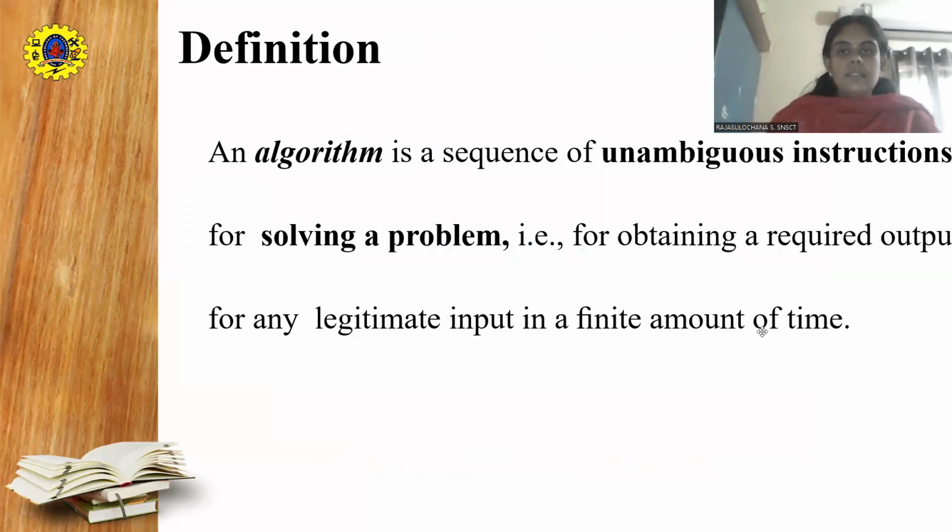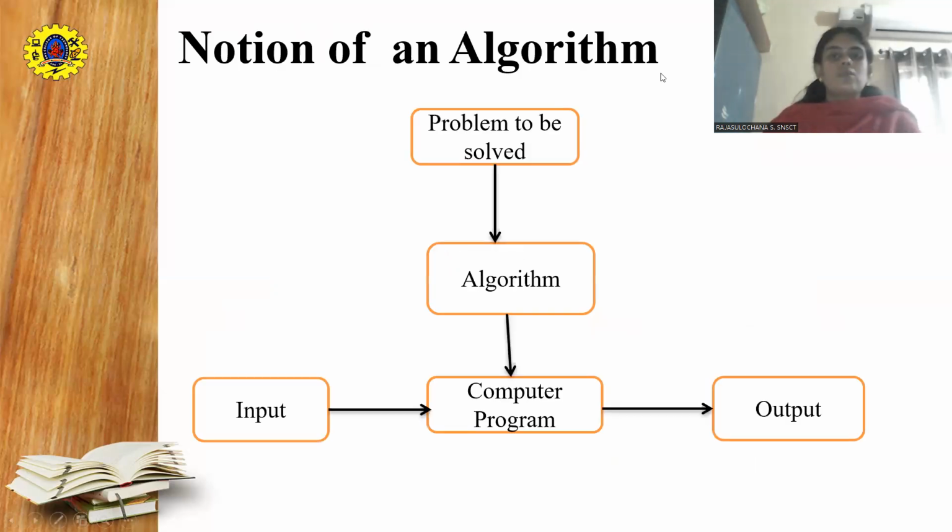An algorithm is a sequence of unambiguous instructions. What is meant by unambiguous? By unambiguous, it means the algorithm should not be congested or vague. The algorithm should be easy to understand. The set of instructions should be easy to understand, which helps in effective problem solving. Only if it is easy will you be able to obtain the required output for the given legitimate input in a finite amount of time. So this is what the notion of an algorithm is about.